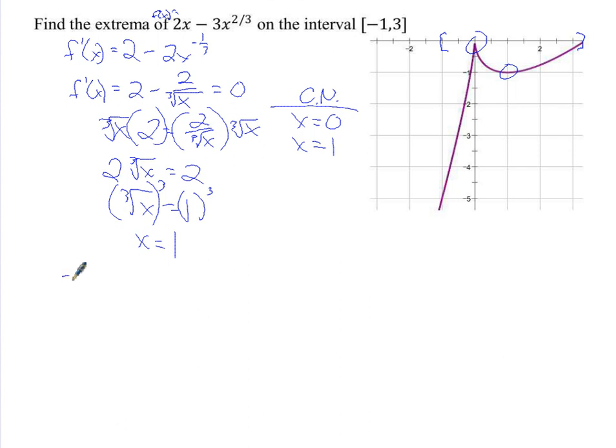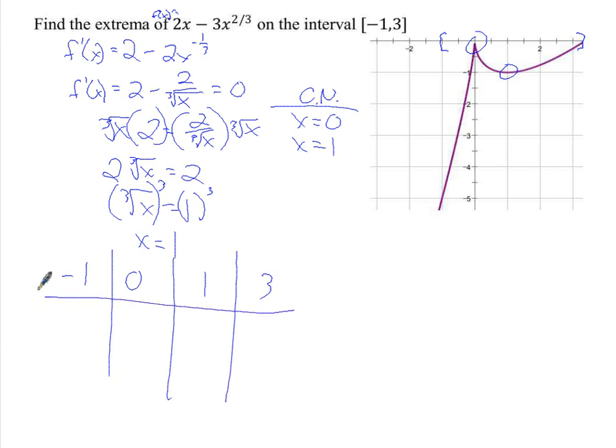So we go interval, -1, because it's a closed interval. We have a critical number of 0, we have a critical number of 1, and then we have the other end of the interval. These are x values, and below we're going to go f of x. So now we just substitute in those numbers. We have -1 times 2, which is -2, and then we have -1 to the 2/3, and then times -3.